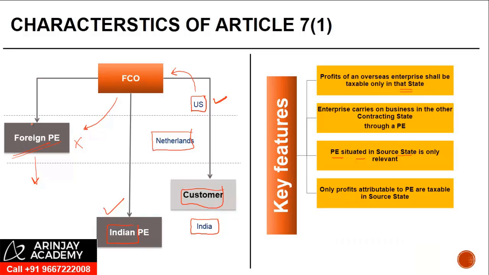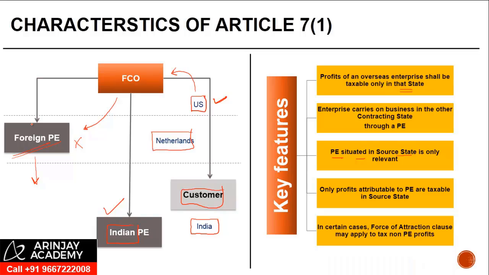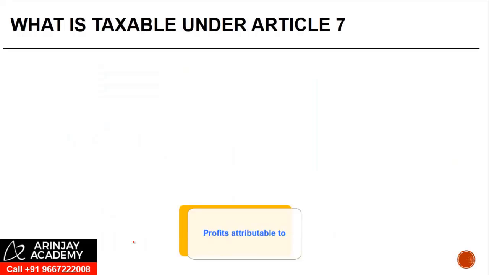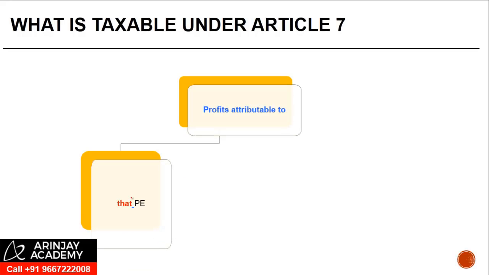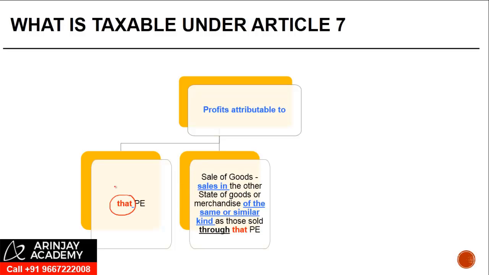Only profits attributable to the PE are taxable in the source state, but in some cases there could be a force of attraction clause which may apply to tax the non-PE profits. So if the foreign company sells goods directly to the customer, which are of the same or similar kind as one done through the Indian PE, then even the profits from those can be taxed in India. So profits attributable to that PE, normally, like I said, this is what is taxable under Article 7. However, for certain sale of goods or merchandise, sales in the other state of goods or merchandise of the same or similar kind as those sold through that PE.